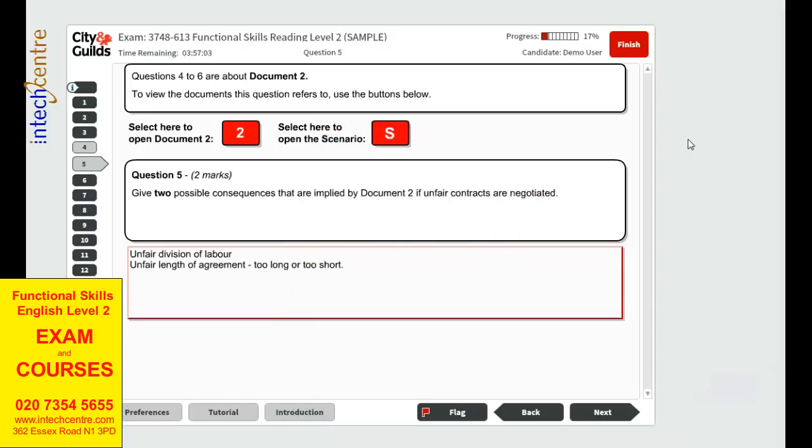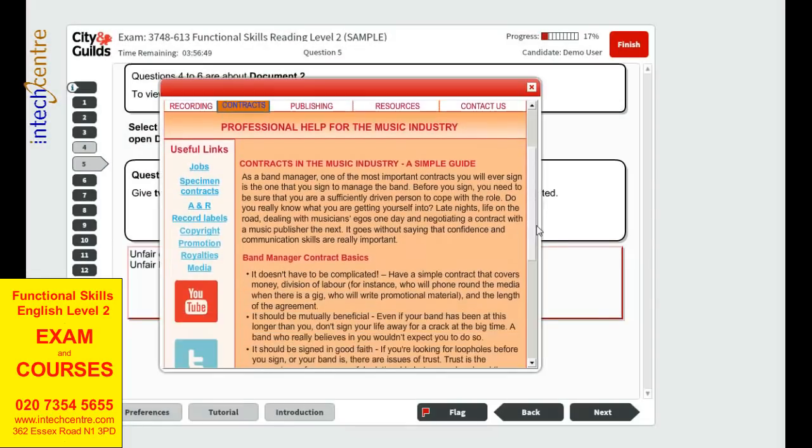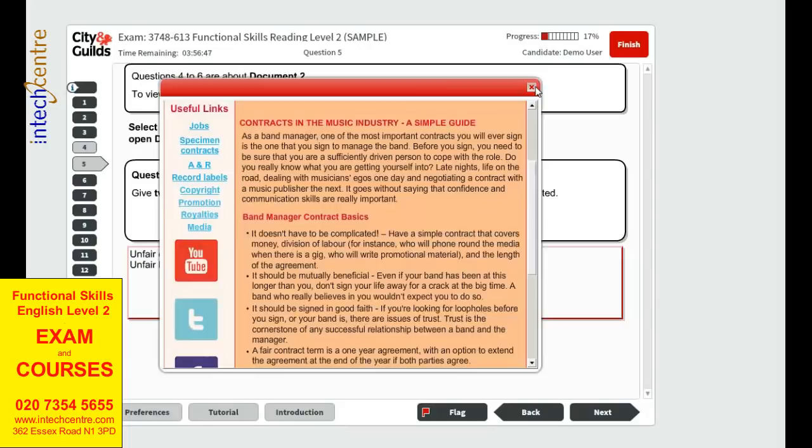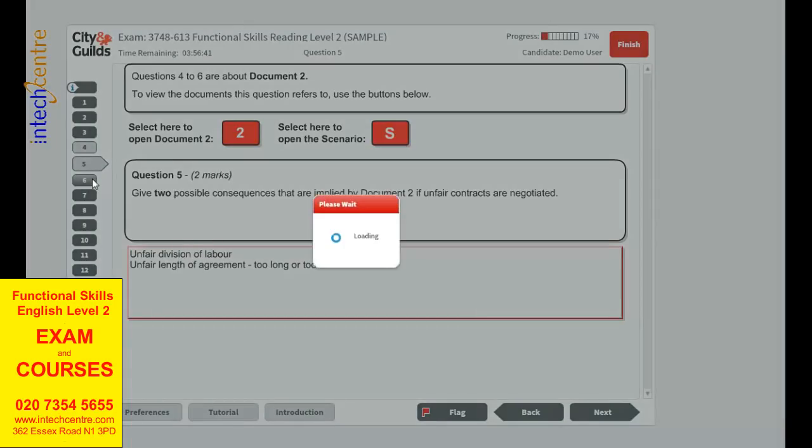This is quite like the question about the implications of a poor network of contacts, because it doesn't explicitly state about the poor network. It states what a good network looks like. So you will have to use some of your nous and your knowledge to work some of these questions out. Okay, so there we go. Unfair division of labor, unfair length of agreement. So let's move on to the next question.